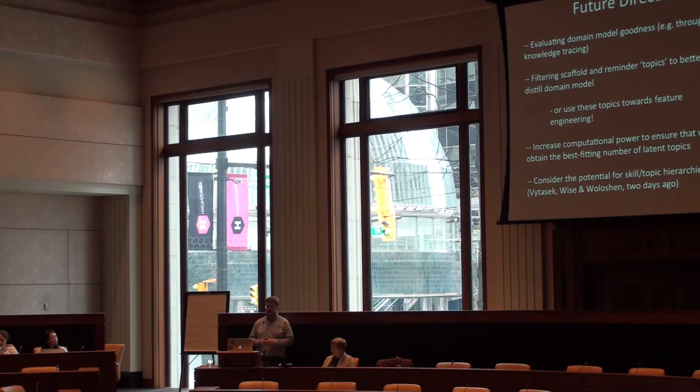We want to know, is this model any better at mapping and understanding student learning compared to something like Bayesian knowledge tracing on the existing skill model that sits within Assistments? We might be able to use this to filter scaffold and reminder topics to just get them out of the way so that we can focus on distilling these domain models.